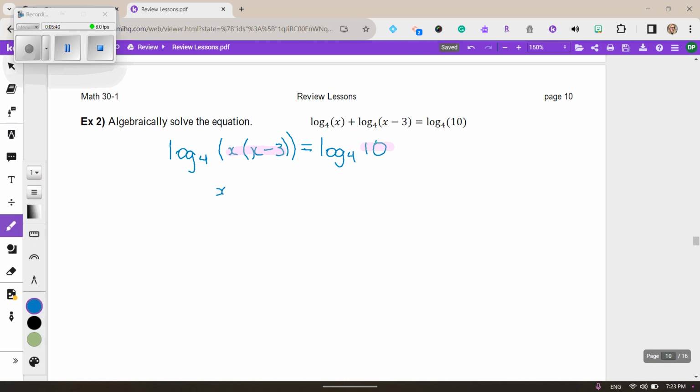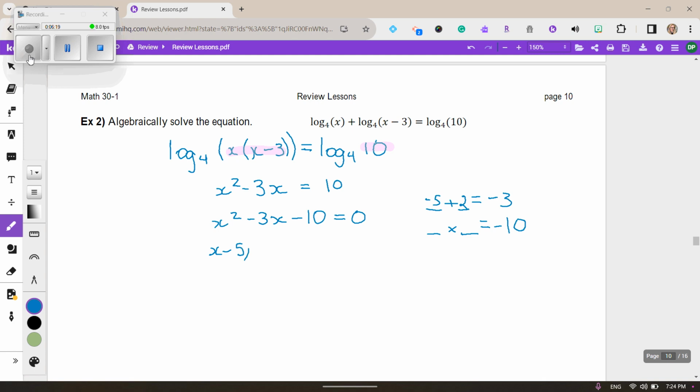So let's set that up. We've got x squared minus 3x on the left-hand side equals 10. Now we have a quadratic equation. So I am going to move the 10 over, and then once again, just like the previous page, do decomposition. So two numbers that add to negative 3 and multiply to negative 10 are negative 5 and 2. So I have x minus 5 multiplied by x plus 2 equals 0.